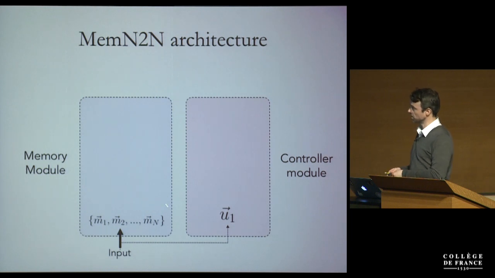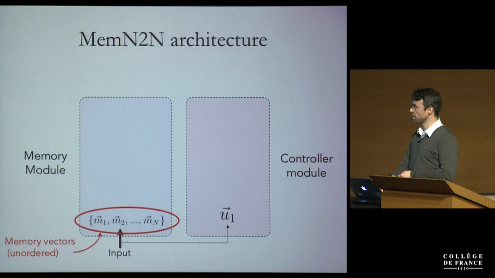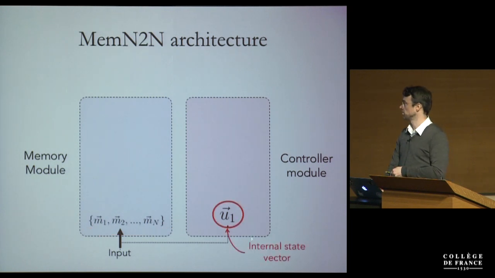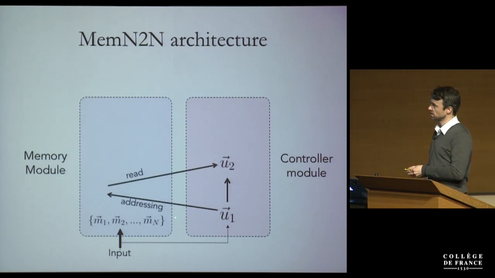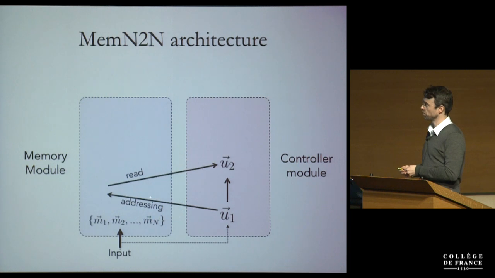We have an input here of essentially memory vectors. I'll describe in a moment how we generate those, and these will have no inherent ordering to them. And then we have some initial state of our controller. You can think of this as an RNN, so this is the hidden state of your RNN. And what we're going to do is use that hidden state to access the elements of this memory. And I'll describe how exactly we do that in just a second.